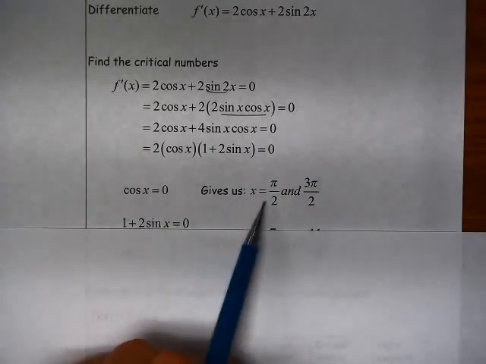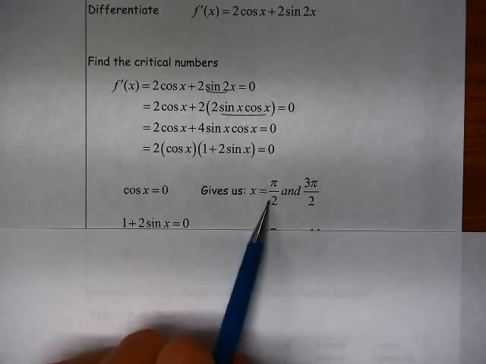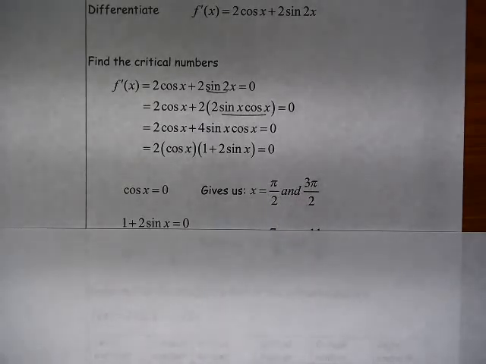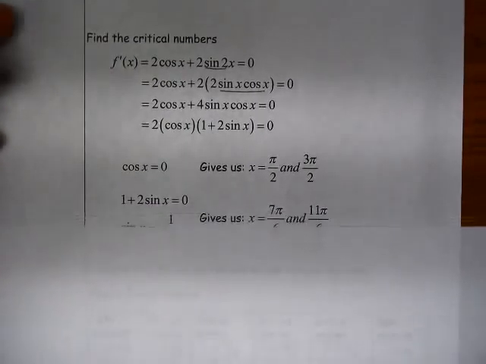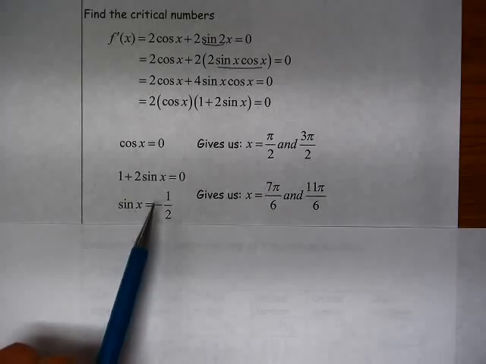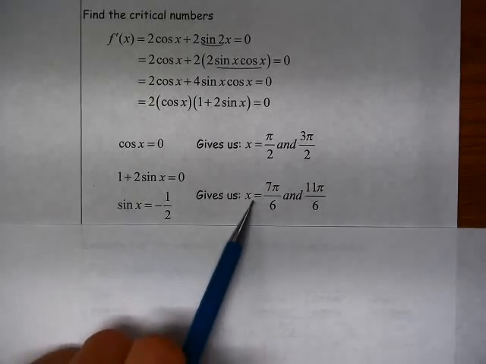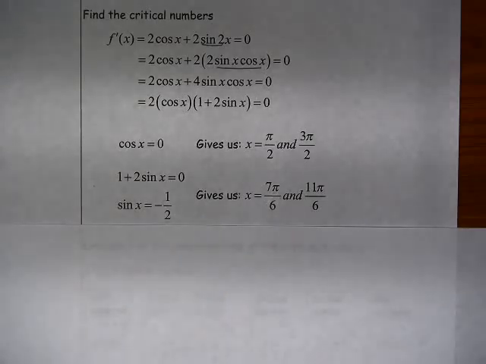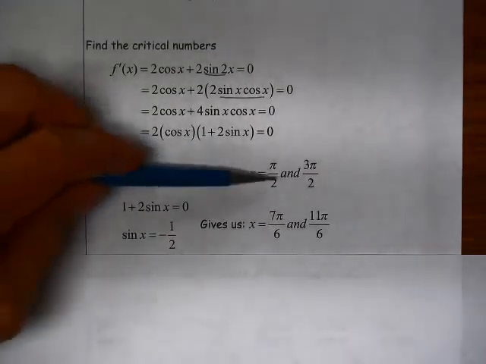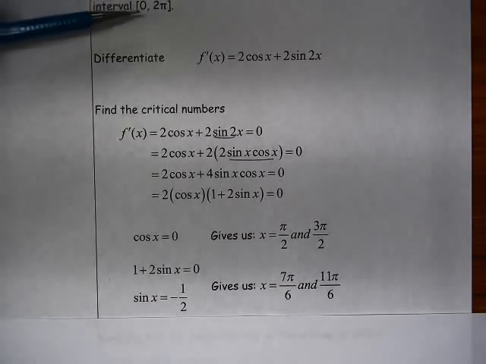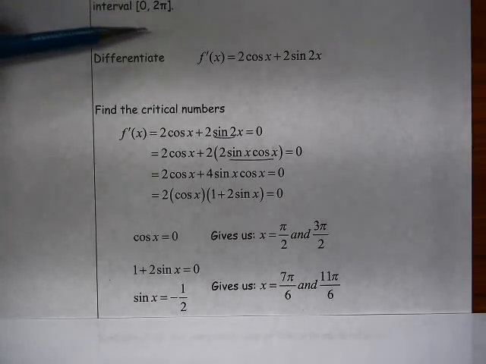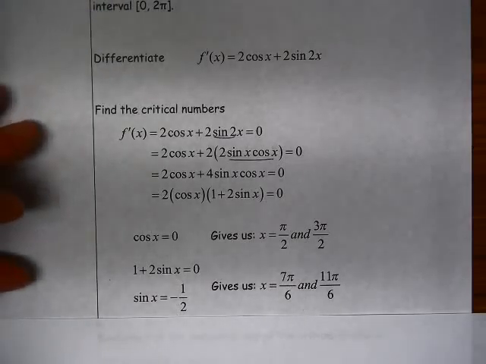That means on this interval our x is pi over 2 and 3 pi over 2 on the interval from 0 to 2 pi. And setting the other part of the product equal to 0 gives us sine of x equals -1/2, and that's going to occur when x is 7 pi over 6 or 11 pi over 6. So here we found 4 critical numbers, and we still have the 2 endpoints, so there are 6 x values at which we need to evaluate this function.